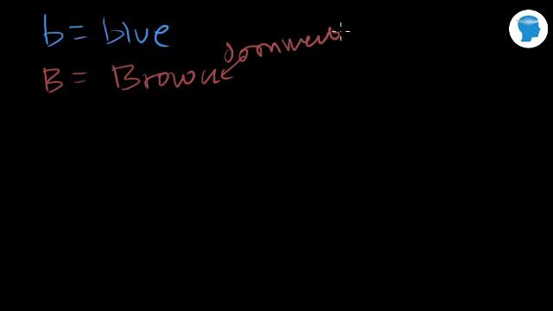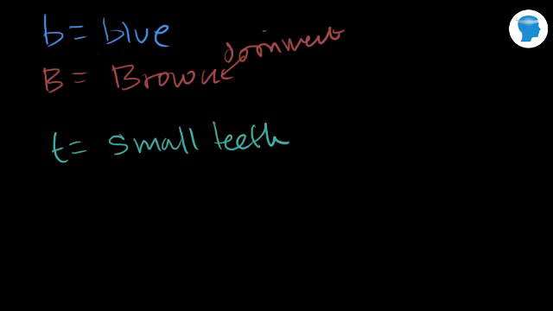And let's say we have another trait. I introduced that tooth trait before. So let's say little t is equal to small teeth. I don't know what type of bizarre organism I'm talking about, although I think I would fall into the big tooth camp. And let's say big T is equal to big teeth.